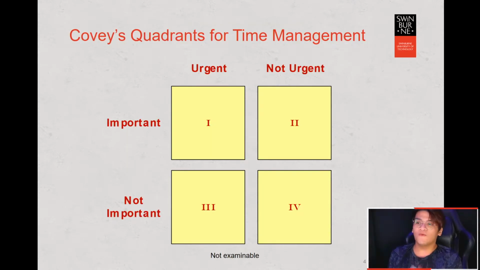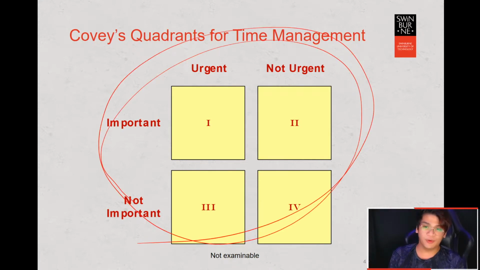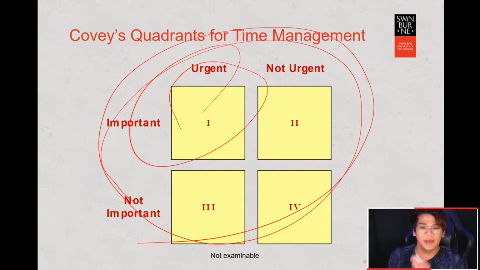Next, we have Covey's quadrant for time management. Using this time management model, we can categorize our work by importance and urgency. We need to do something important and urgent first before doing something important but not urgent. For example, fixing security bugs with users' data is more important and urgent than, for example, just promoting sales on the product that you have on your website. So you need to know which one is important and which one is not.